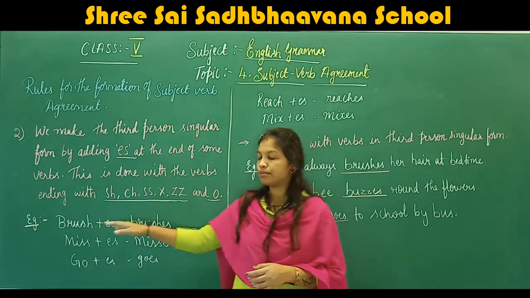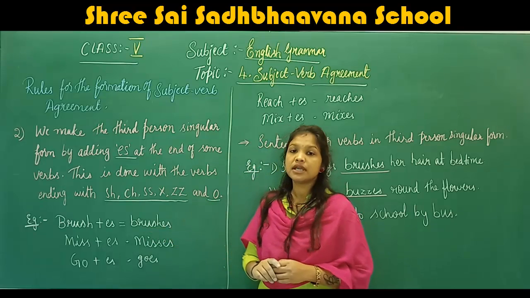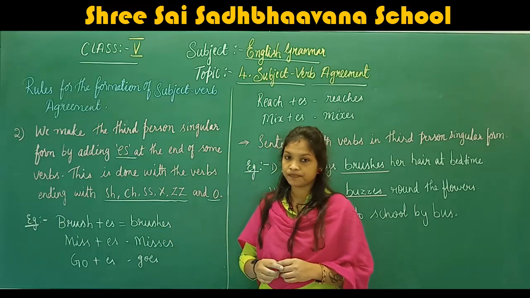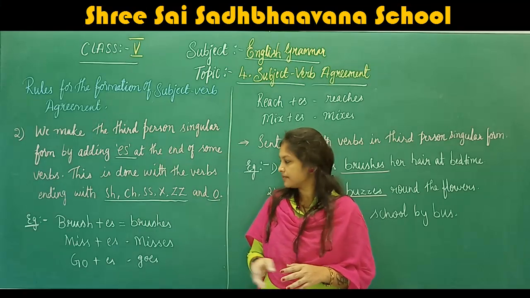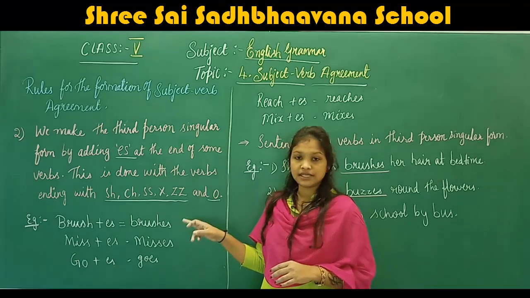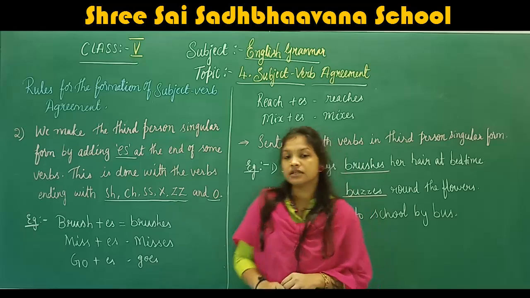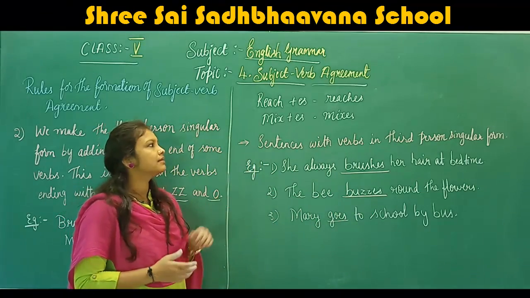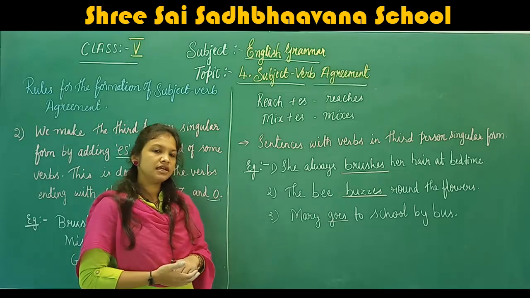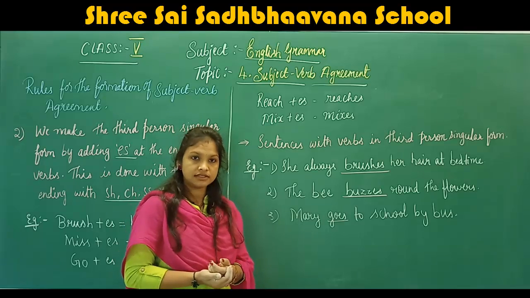For example, brush plus es, brushes. Here the word brush ends with sh, so we add es and it becomes brushes. Next, miss plus es, misses. Go plus es, goes. Next, reach plus es, reaches. Mix plus es, mixes. Here we are not adding just s, we are adding es.